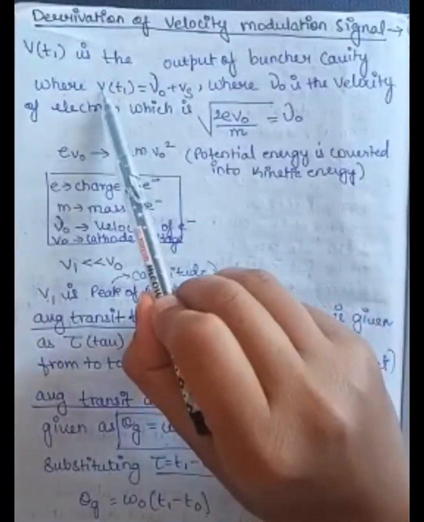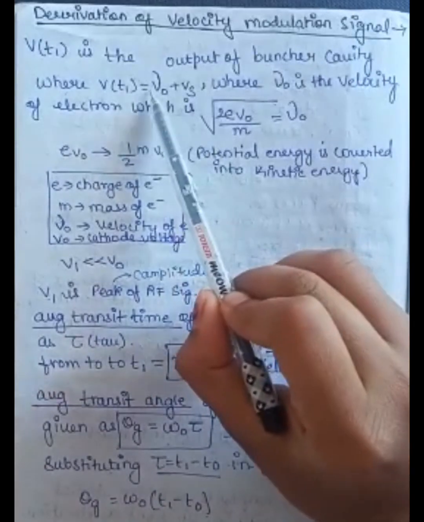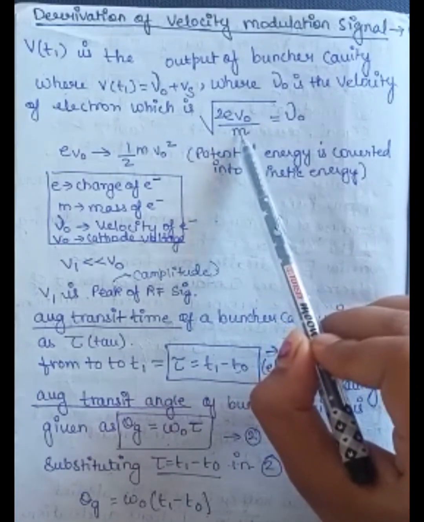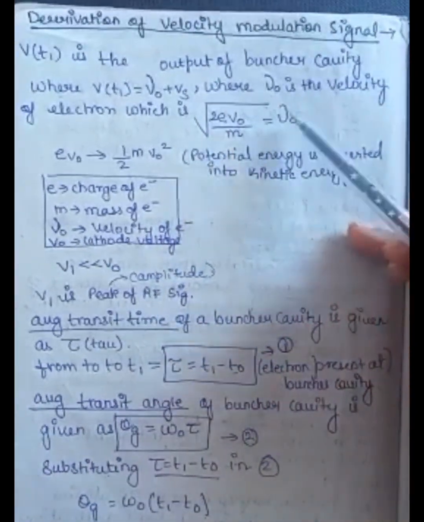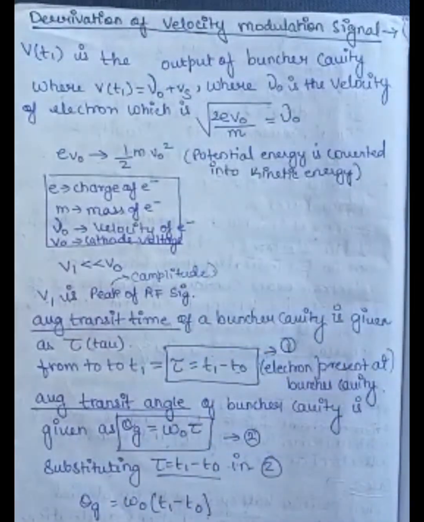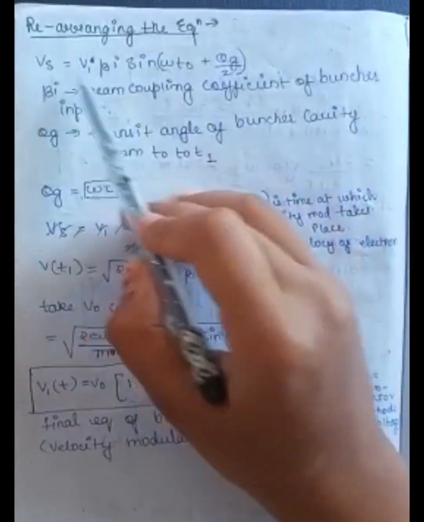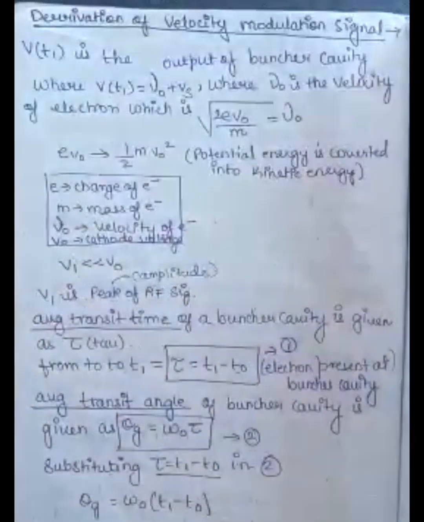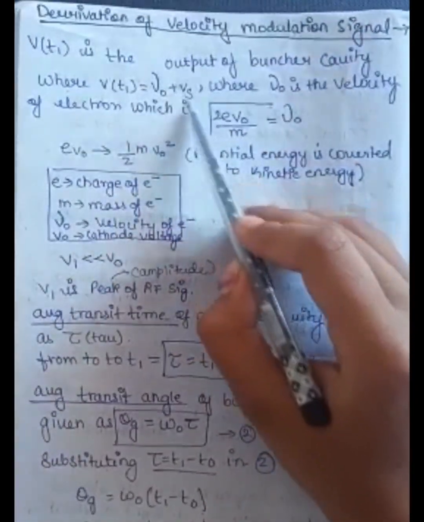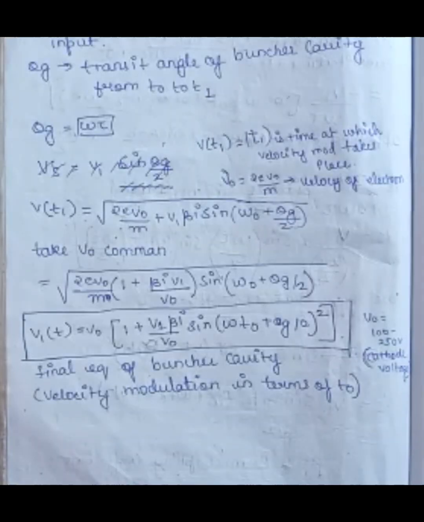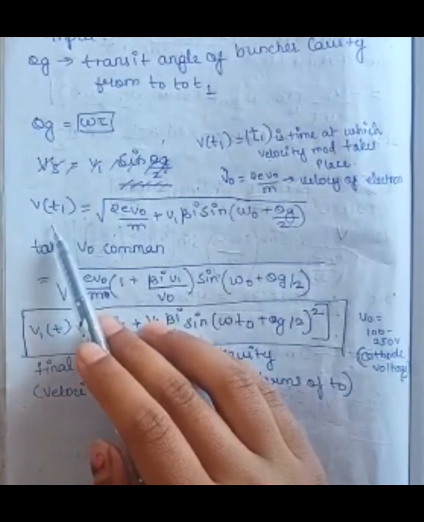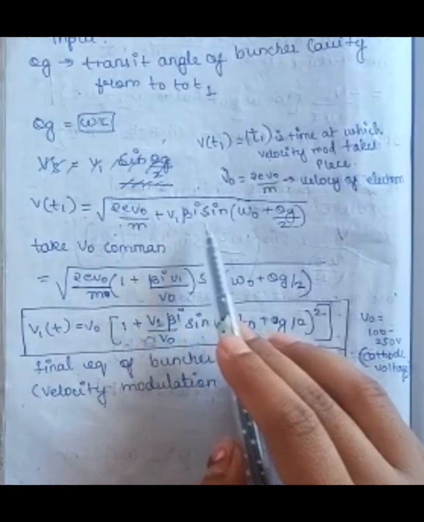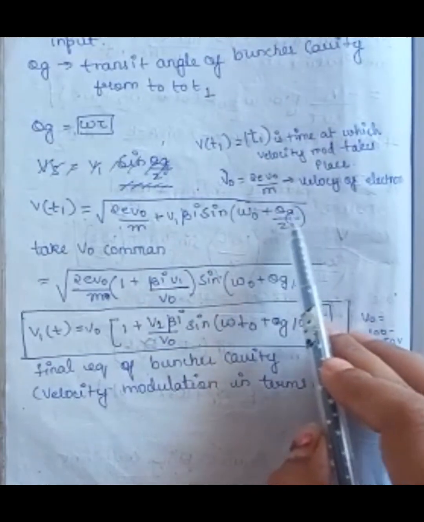Now we know that Vt1, which is the output of buncher cavity, is equal to Vo plus Vs. Vo is equal to under root 2eV0 upon m. So we know that Vo value is this, and we also got the value of Vs as V1 beta I sin omega t naught plus theta g by 2. So now we have to substitute these values of Vo and Vs in this equation. After substituting, we would get Vt1 as under root 2eV0 upon m plus V1 beta I sin omega t naught plus theta g by 2.